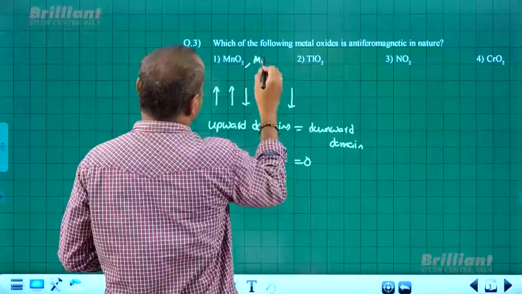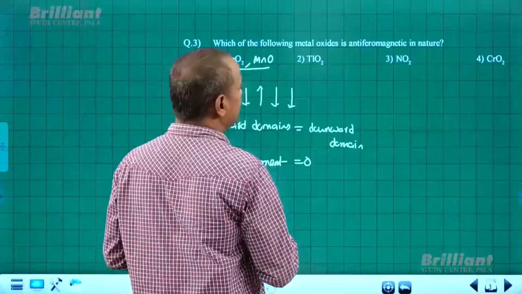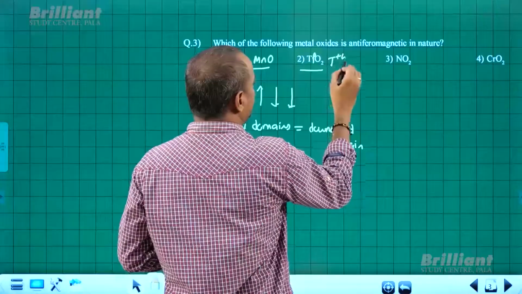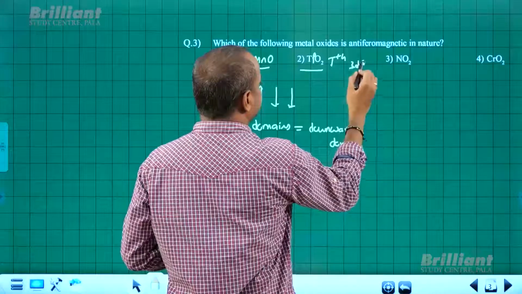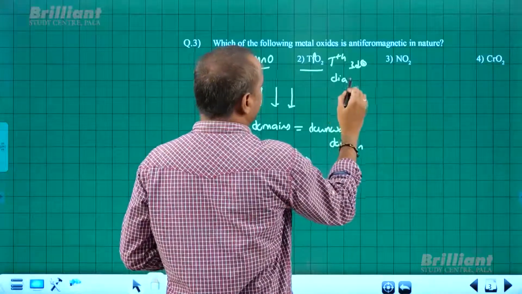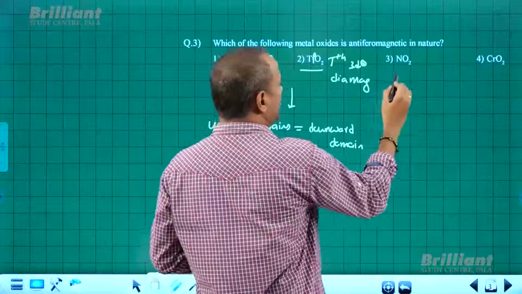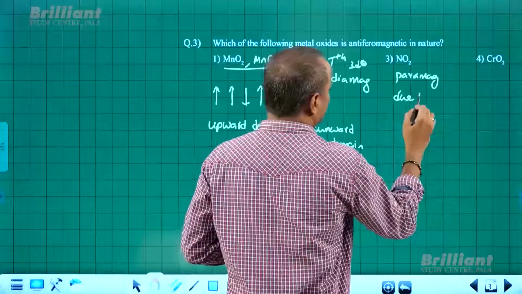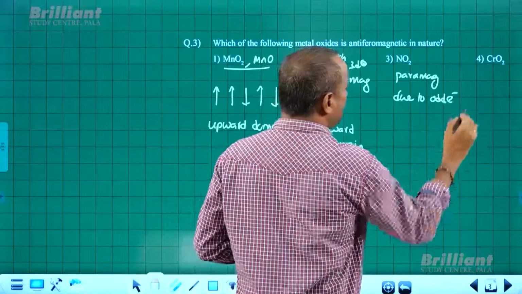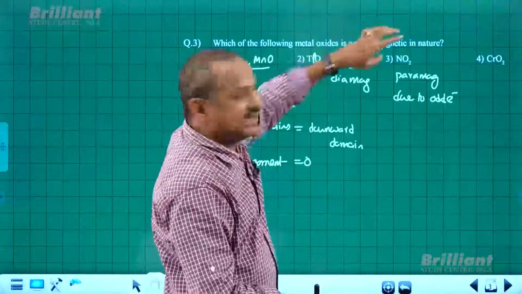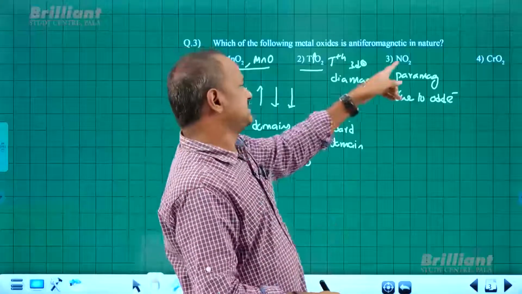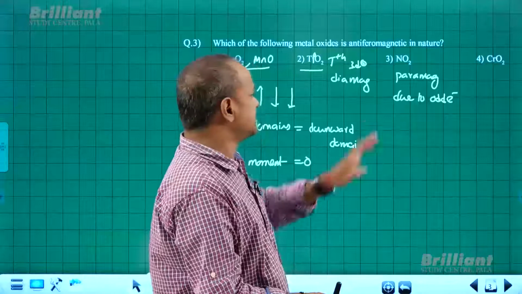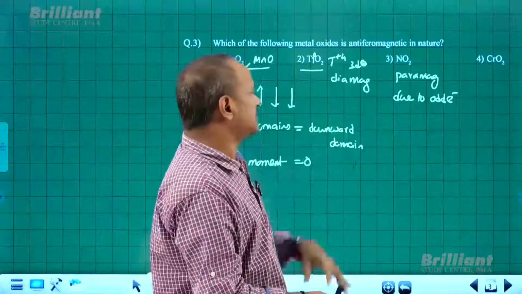But how to find out? Manganese compounds are called antiferromagnetic. MnO2, and one more example, MnO, are also antiferromagnetic. This is TiO2, titanium dioxide. Titanium plus 4 has no unpaired electron, that is 3d0, which is diamagnetic. NO2 is paramagnetic due to an unpaired electron, due to odd electrons. Odd electron means N valency 5, O valency 6, so 6 plus 6 is 12, plus 5 is 17, an odd number. A molecule containing an odd number of valence electrons is paramagnetic in nature. So NO2 is paramagnetic.